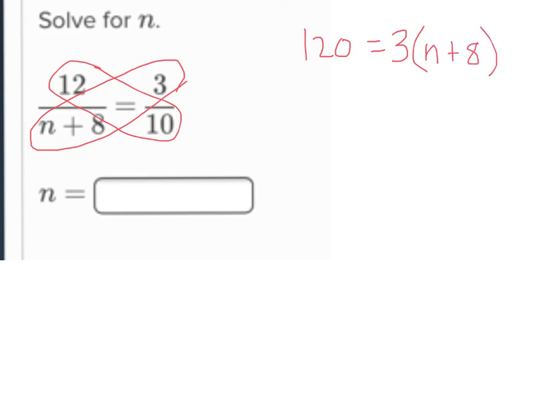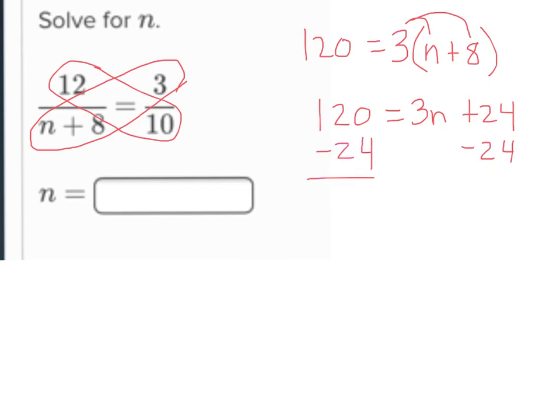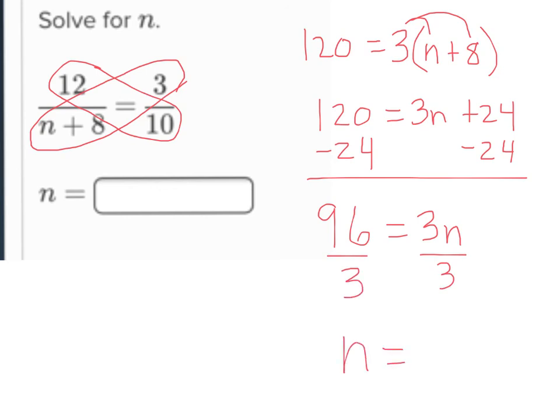And so now I need to solve. I'm going to distribute 3, and so I have 120 equals 3n plus 24. And so I'll subtract 24 on both sides. And so I get 96 equals 3n. And I'll divide 3 on both sides. And so n equals whatever 96 divided by 3 is, which looks like 32. So n equals 32 in this case.